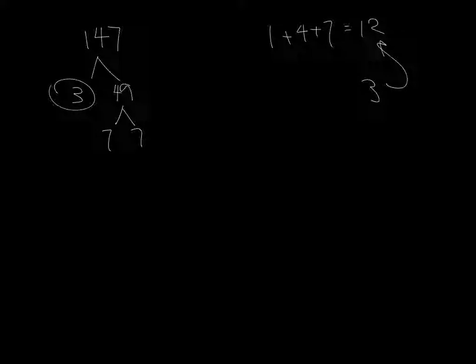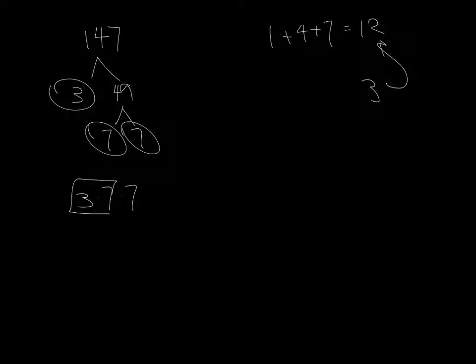Well, if we take 1 plus 4 plus 7, which are those three numbers, we get 12. Well, does 3 go into 12? Yes. Then 3 also goes into 147. So that's kind of a handy trick to try. So I know 3 goes into it, but how many times does 3 go into it? 49. And 3 is prime. 49 is not prime because 7 times 7 is 49, but 7s are prime.